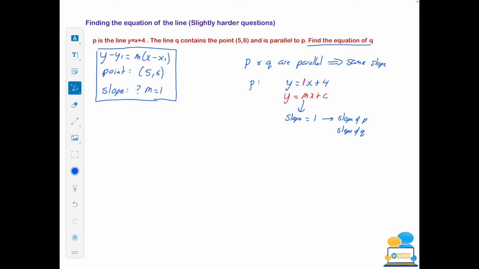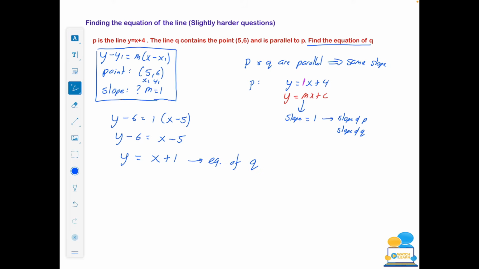Now I have all my box filled in, so I can just go ahead and fill in the equation. So this will be my x1 and my y1. So y minus 6 is equal to 1 bracket x minus 5. I'm just going to multiply that out and tidy it up a little bit. So y minus 6 is equal to x minus 5. Now we need to get rid of this minus 6 from this side. To get rid of the minus 6, we'll add 6 to both sides. So y is equal to x plus 1, since minus 5 plus 6 gives me plus 1. So that is our equation of Q.